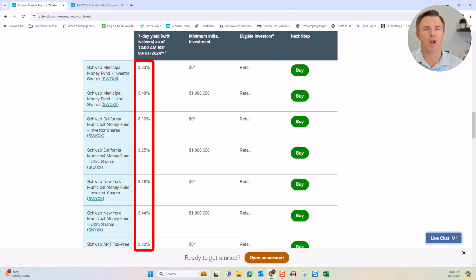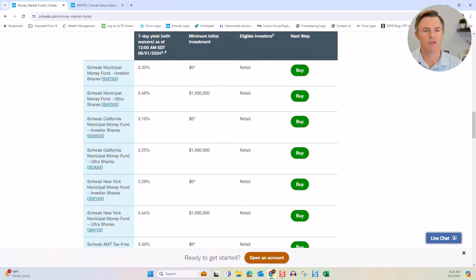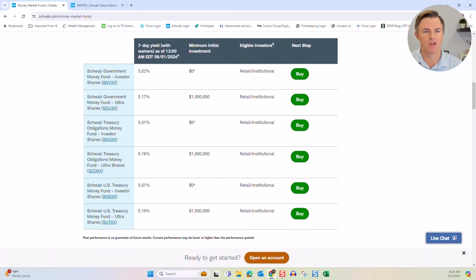Well, if you're in a high tax bracket, or if you're in a state like California or New York that has high state income tax, by putting your money into one of these funds, you could potentially be earning more money than by going into one of these other ones, because these other funds are taxable.